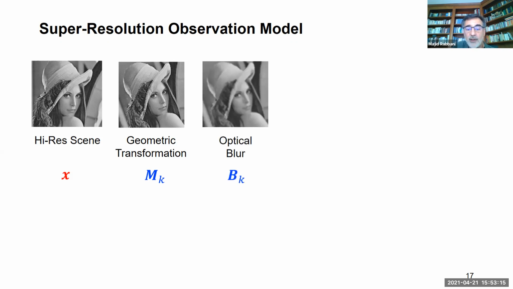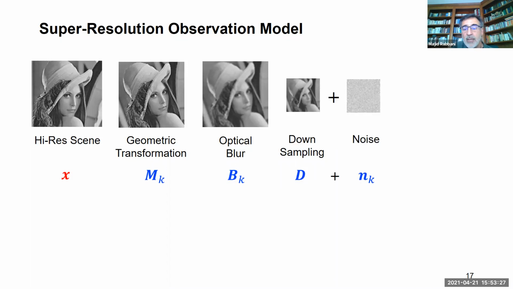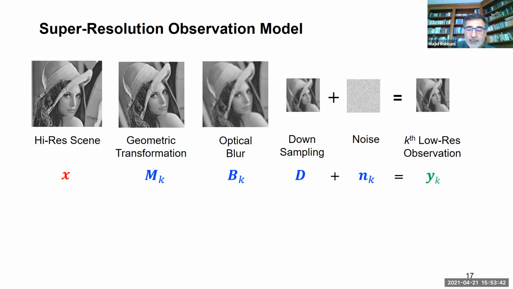There will be some kind of an optical blur. Let's call it B sub k for that kth observation. There will be some kind of a downsampling. In this case, the example is just a 2x downsampling. Maybe it's a 4x downsampling. Depends on the problem. There is also noise. Let's call that N sub k, which would be different for each realization or each frame of video that you capture. So you end up with this low resolution observation Y sub k, and what you really want to find is X, which is all the way to your right.